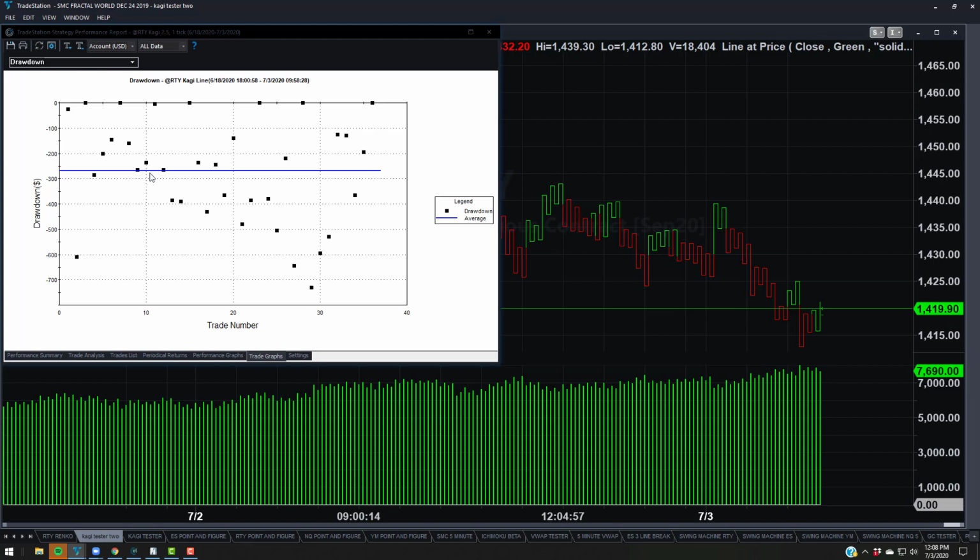So this is the average drawdown over the last 5 weeks for this particular strategy on this particular chart. What is that drawdown? $268. Okay. For a futures contract, a mini, that's palatable. I could live with that. Now, some of them are bigger than that, but the average is $268. So that's good to know.